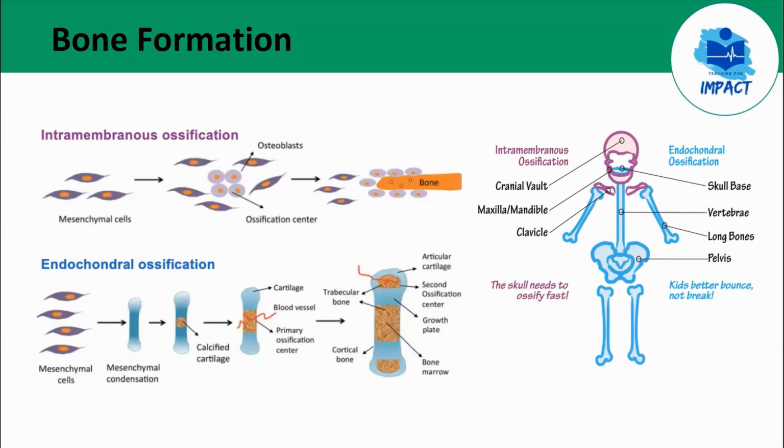On the other hand, bones of the vault of the skull, the maxilla, most of the mandible, and the clavicles develop by intramembranous ossification. The formation of these bones occurs by the deposition of bone within primitive mesenchymal tissue. The bones so formed are called membrane bones.